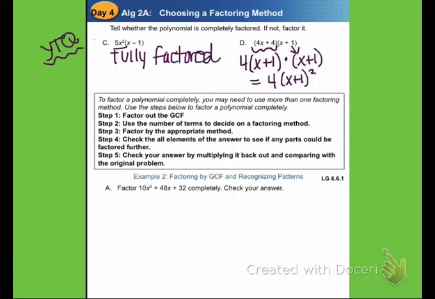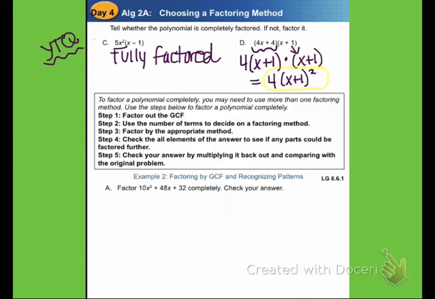All right, so we had one that was fully factored. There was nothing more I could do there. And one that still had a little work to be done on it. That first binomial, 4x plus 4, those two terms had a greatest common factor of 4, and so I went ahead and factored that out. And then I saw something else. I saw that the two binomials that were left over, the x plus 1 and the x plus 1, were the same. And so I went ahead and rewrote that as x plus 1 squared. So a final factored form of 4 times x plus 1 quantity squared.